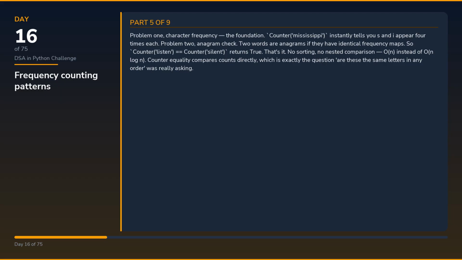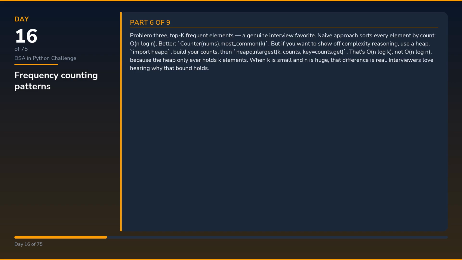Problem 1, character frequency, the foundation. Counter("Mississippi") instantly tells you s and i appear 4 times each. Problem 2, anagram check. Two words are anagrams if they have identical frequency maps. So Counter("listen") == Counter("silent") returns True. That's it. No sorting, no nested comparison. O(n) instead of O(n log n). Counter equality compares counts directly, which is exactly the question we were really asking: are these the same letters in any order?